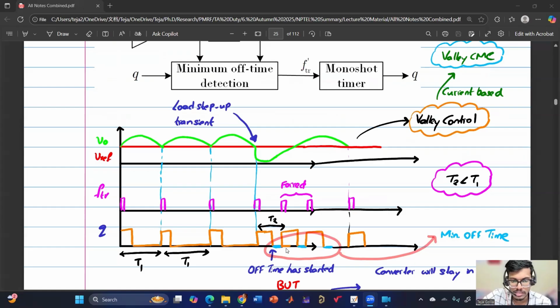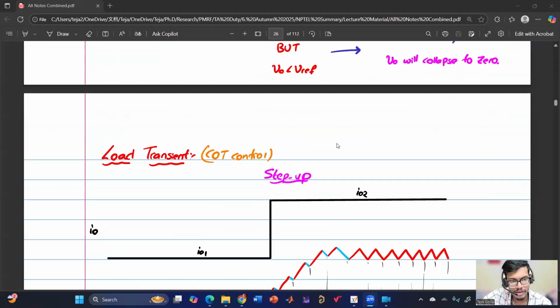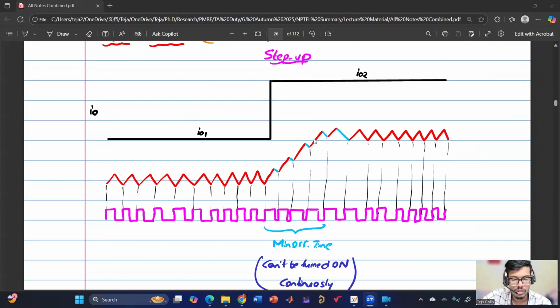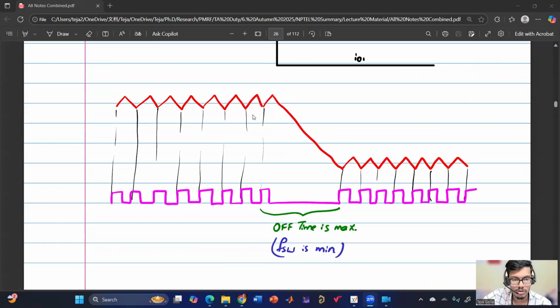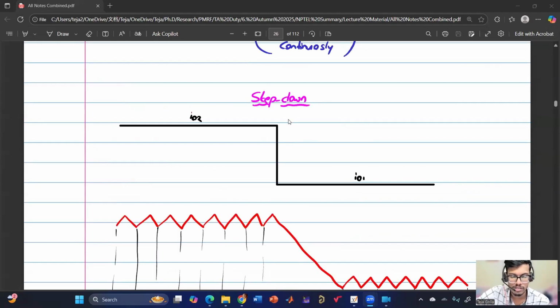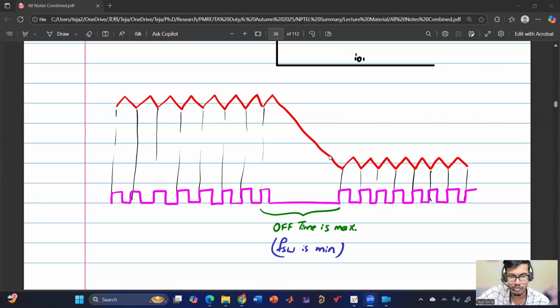This minimum off time, followed by constant on time, gives the converter some time so that V naught is charged again and crosses the V reference. Similarly, during step up, the minimum off time is needed before reaching the new steady state. For step down, on time is fixed and off time is variable, so the response will be better for step down, because off time is variable.